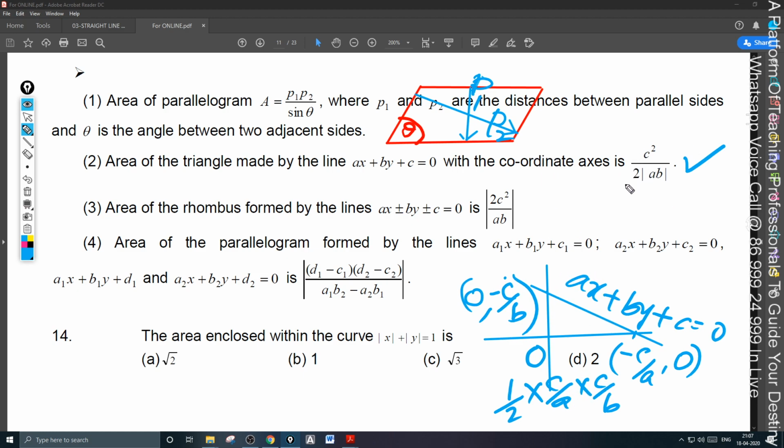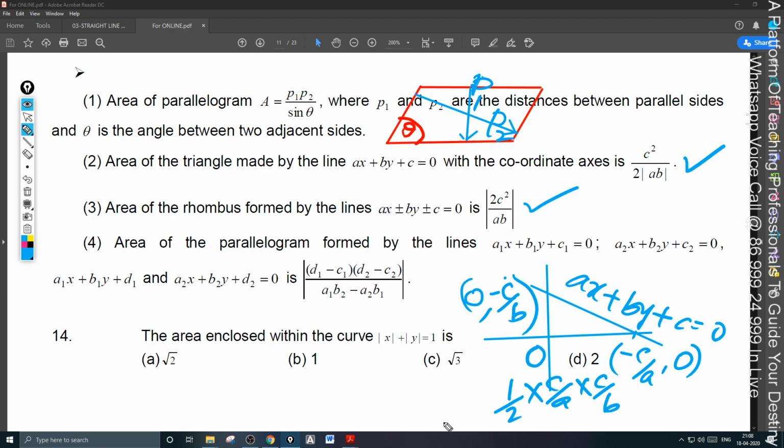Just check it out. c square by 2 modulus of ab is the area of the triangle formed by the line ax plus by plus c equal to 0. Similarly, the area of the rhombus formed by the lines ax plus or minus by plus or minus c equal to 0 is 2c square by mod ab. Please remember this formula. You can derive the formula like this. These will form 4 lines, and those 4 lines form a rhombus, and the area is 2c square by mod ab.